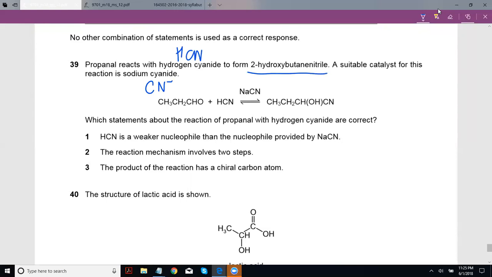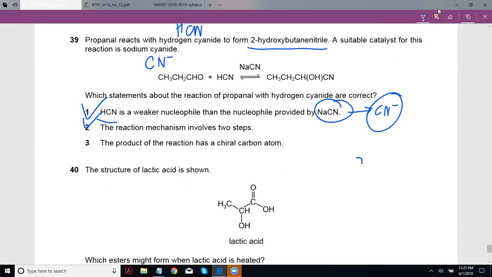HCN is a weak nucleophile, then the nucleophile provided by NaCN, which is fine, because HCN does not dissociate that quickly. It's an acid, it's a weak acid, think of it like that. NaCN dissociates pretty quickly, it's pretty ionic, so it provides you with CN- ions, which is basically a nucleophile, pretty quickly. And so I would say NaCN is a stronger nucleophile. The reaction mechanism involves 2 steps, which is also fine.